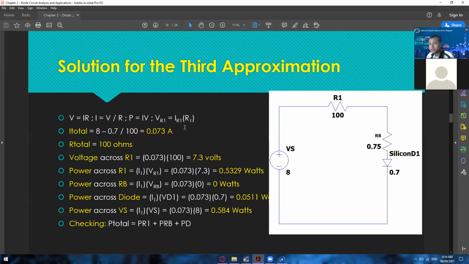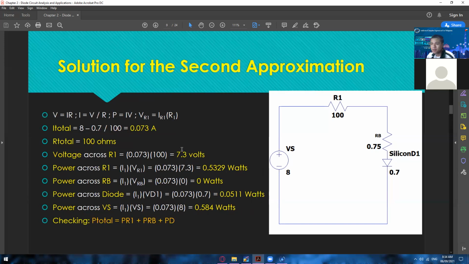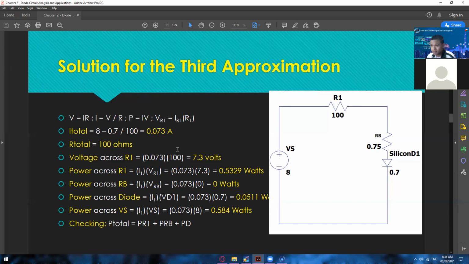Okay, so we have the third approximation. Again, in third approximation, we now have to consider everything: the threshold voltage and the bulk resistance. As a result, we still have the same current, since we are already considering the threshold voltage as in the second approximation, and we still have the same R total, since, as you may remember, if the bulk resistance is less than 1 ohm, then you can just ignore or neglect it.